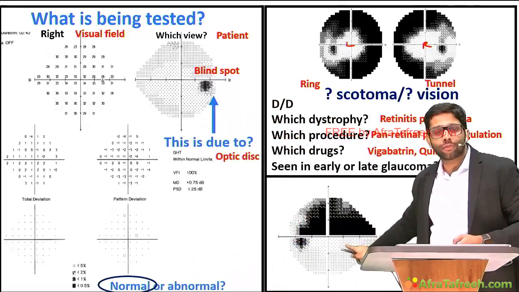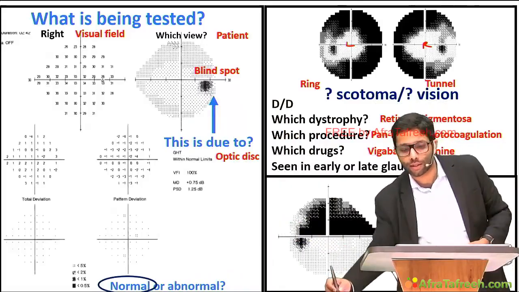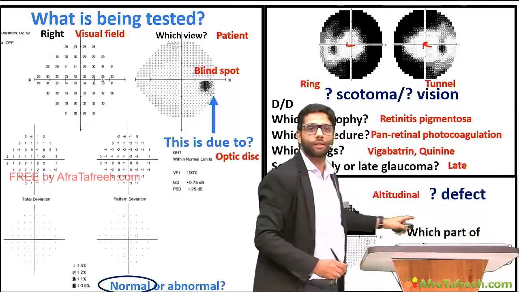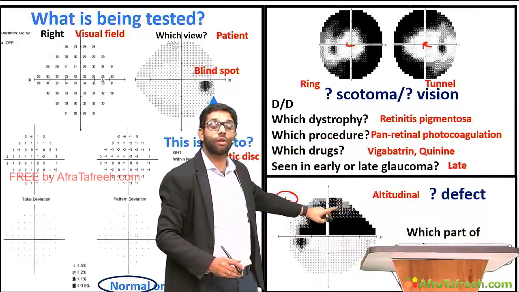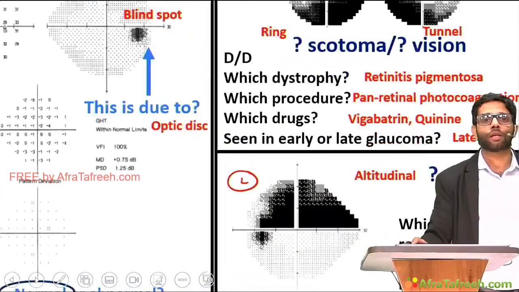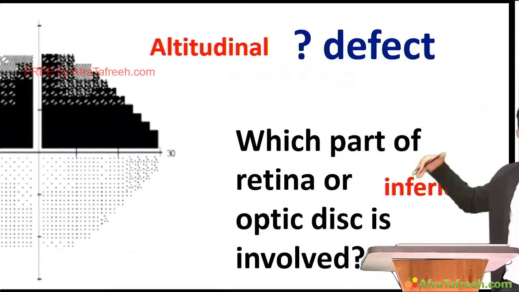Which eye is this? Which visual field is this? This is the blind spot. This is the left visual field. Only the superior part is involved. This is known as an altitudinal defect, when only one half of the visual field is involved. So which part of the retina must be involved? The inferior part of the retina must be involved because the visual field defect is superior.